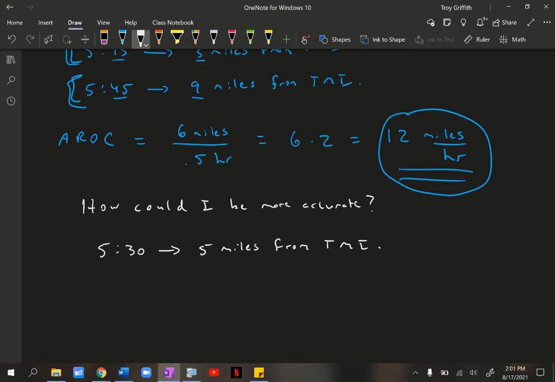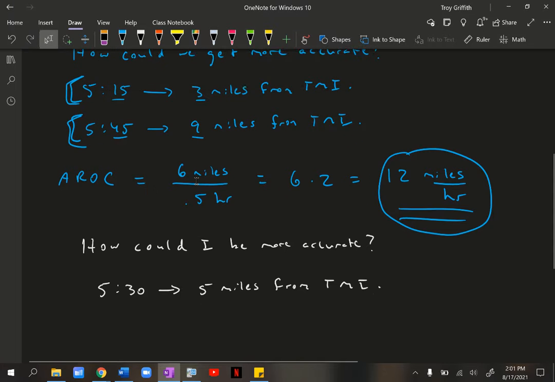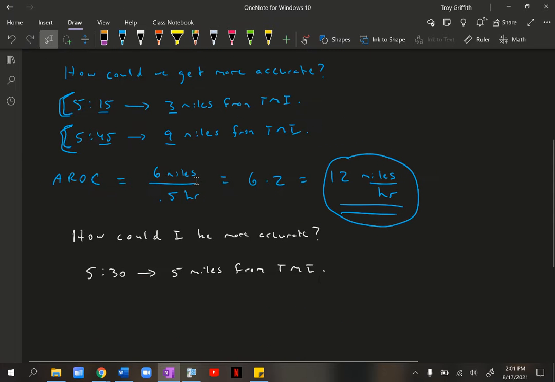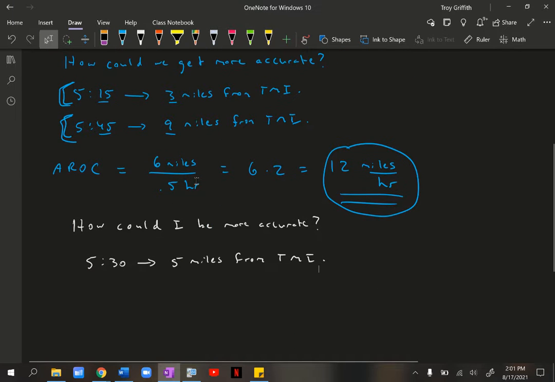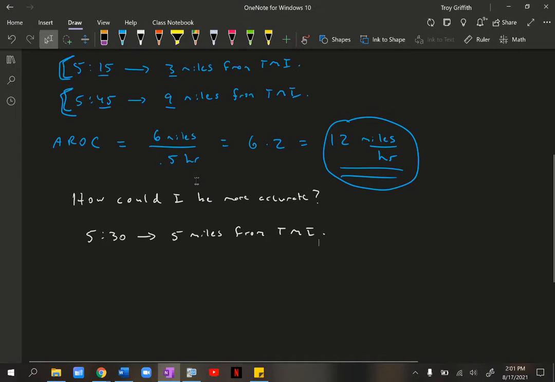Okay. Now, if this is the only piece of information that I gave you, this is not going to be enough to figure out exactly how fast I was going at 5:30. This only tells me where I was at 5:30. But as long as we have something to compare this to, we might be able to get a pretty good estimate. So let's think about it. If I knew that at 5:30 we were 5 miles from TMI, I could compare this to, I don't know, let's say 5:15.